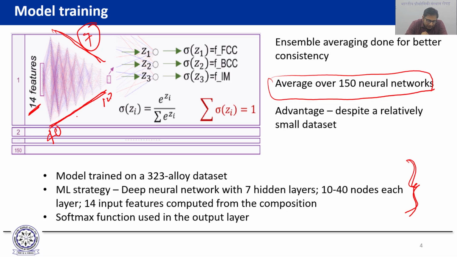So after you have your hidden layers, you will have an output layer, and in this output layer, we are basically getting a probability value of whether a FCC will exist or a BCC will exist or an intermetallic will exist. And so how do we get the probability? We use a softmax function. As you might be remembering from the earlier lectures, the softmax function goes something like this, and it is basically scaled between 0 and 1. So it's really giving you the probability.